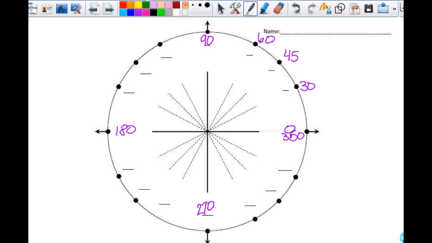Y'all better not be absent tomorrow because we're going to do the unit circle. It's a very cool activity. It is important for you moving forward. You're going to enjoy it. You'll learn a lot from it. There's a whole lot going on there.